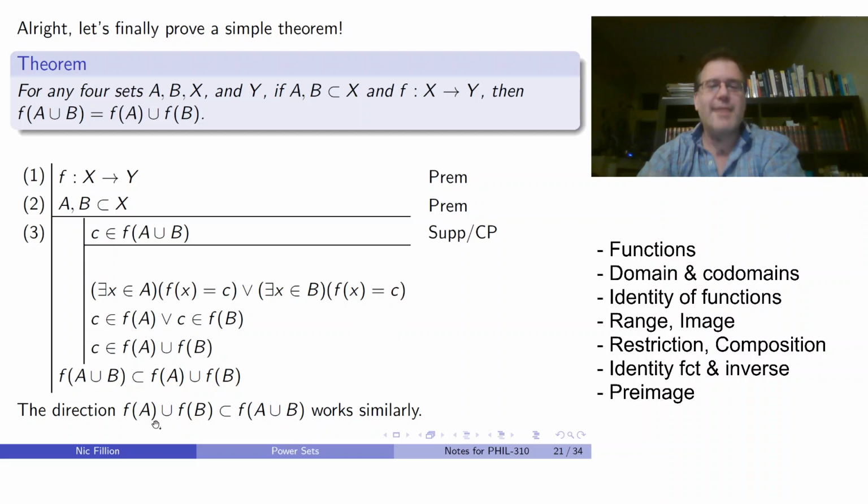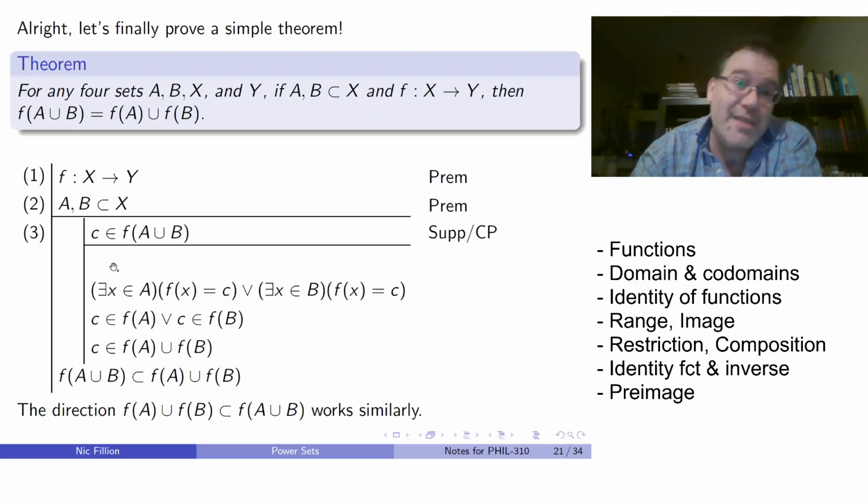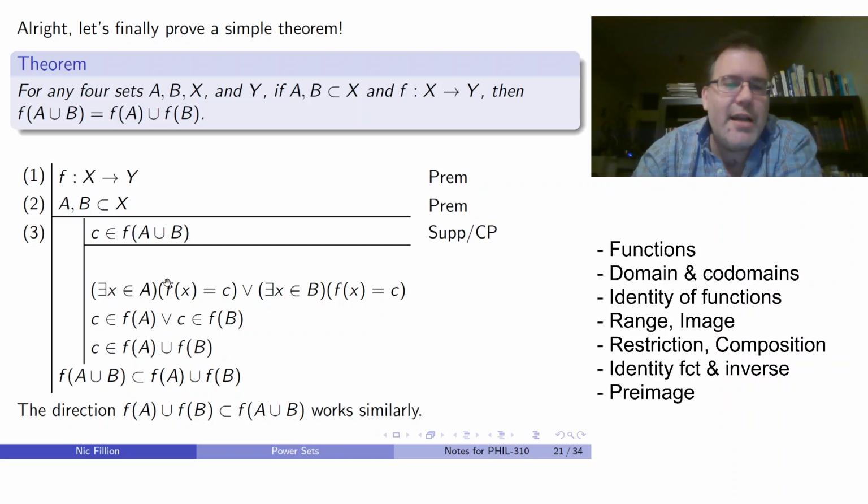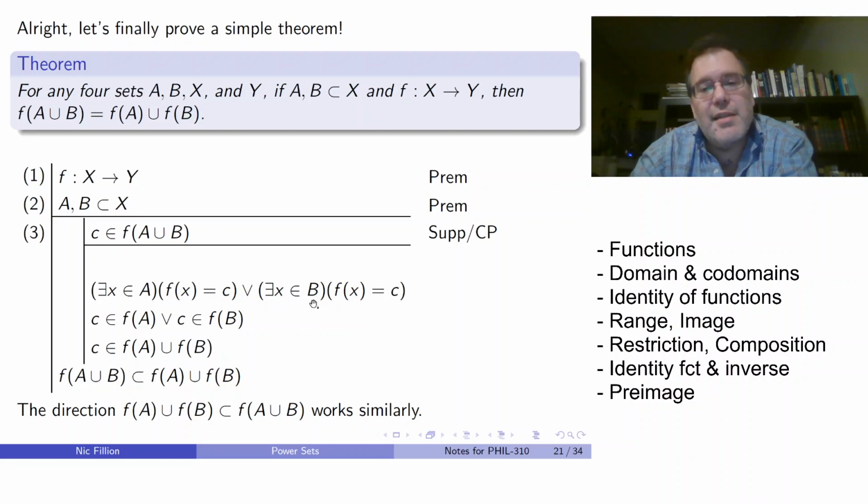Oof. What is this? Oh, C is in the image of A under F. That means there's an element of A such that X maps to C, right? So there's an element of A such that f of X equals C. That's the membership condition for the image of A under F. Similarly, for the image of B under F, the membership condition is there exists an X in B such that C is the value of F at X. So now we have those two things here, right?